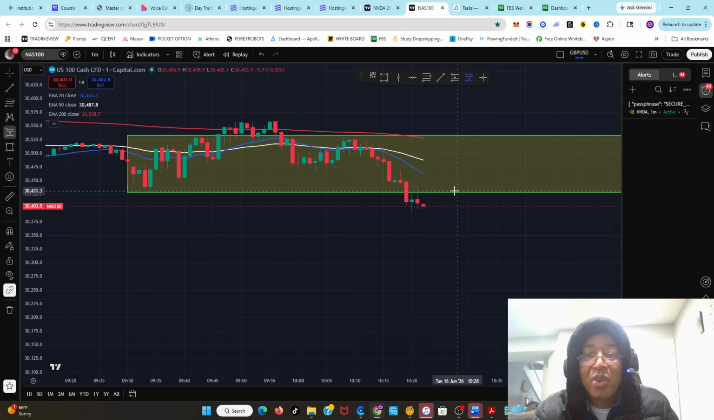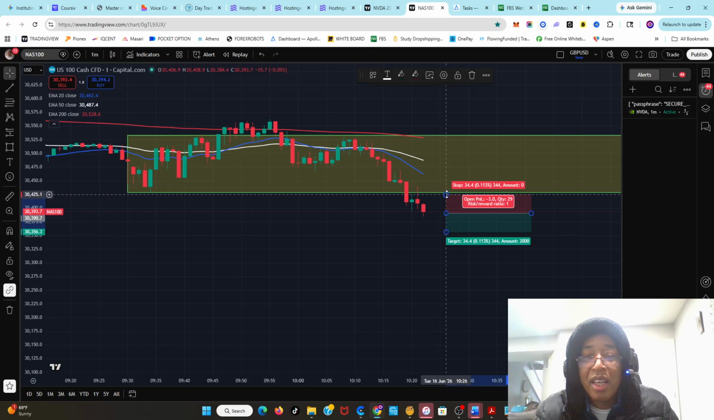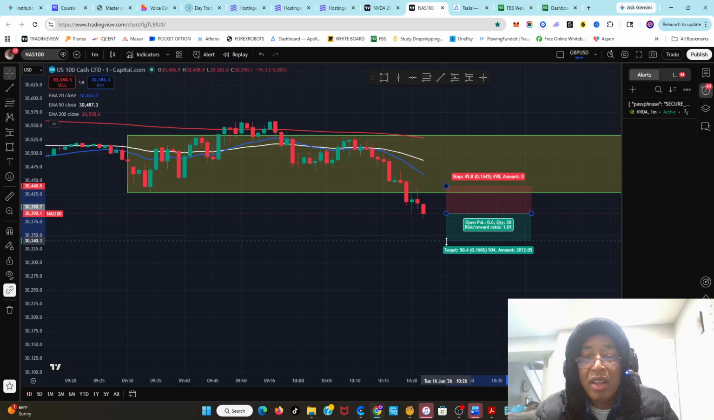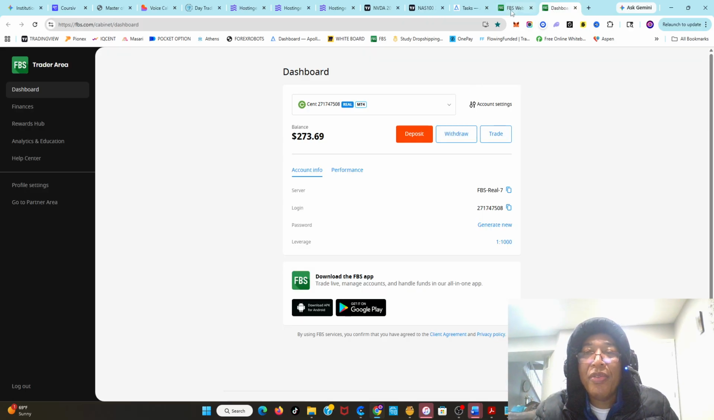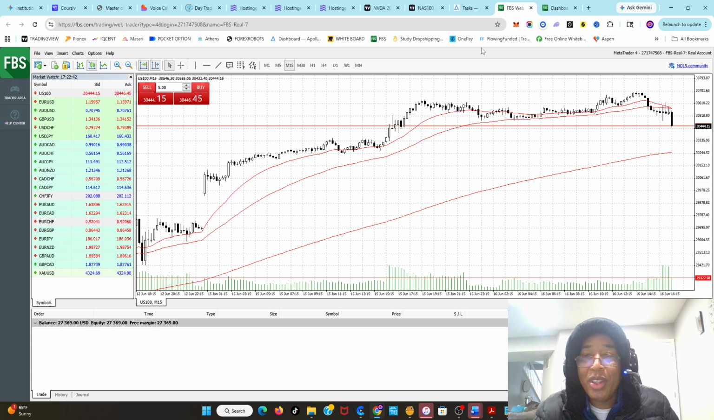Again, we are not getting a clear-cut retest that we like, a retest that we would love. 1 to 2 will take you to this point here. Okay, so it's going to the downside. Oh my goodness. Yep, the stop loss was hit.